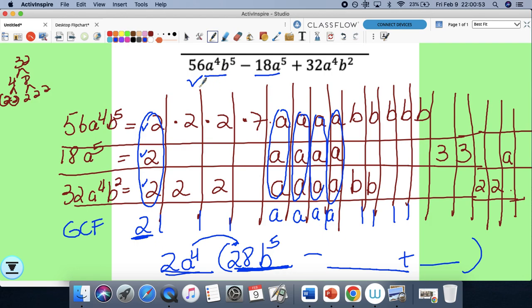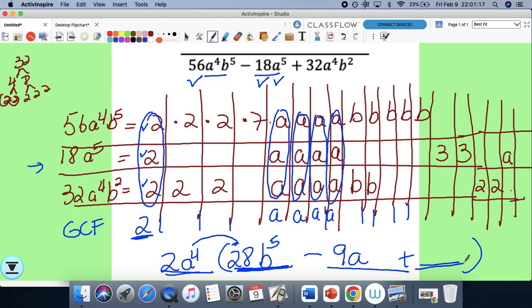Ta-da! The middle term. Well, look at the middle number, 18. So as far as coefficients, well, nothing. And we have a 3 and a 3 and an 8. So 3 times 3 is 9. And then we bring the a down. So let's multiply. 2 times 9 is 18. Check. A to the 4th times a to the 1st power, a to the 5th. That works out. So this, the middle term, is correct.